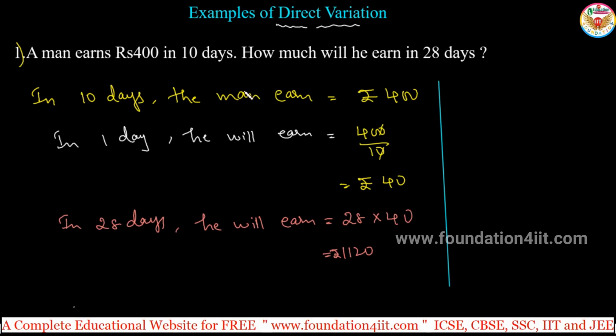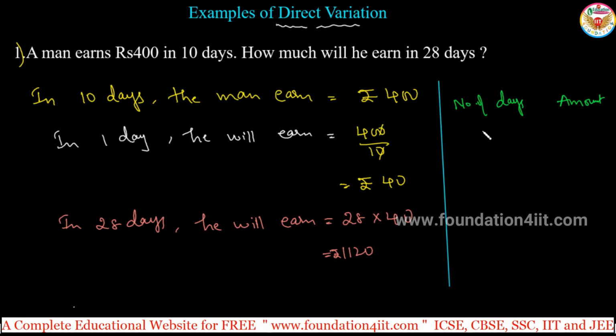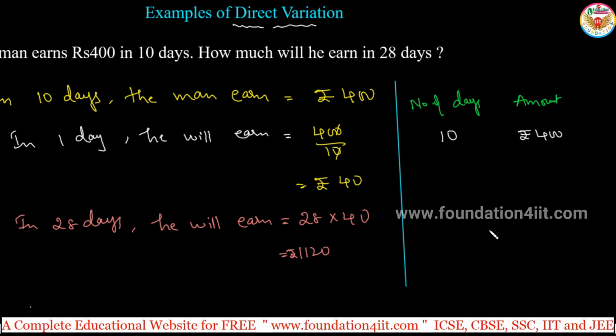In this question, there are two quantities. One is the number of days and the other is the amount or earning. So in the first, for 10 days he is getting rupees 400, right? Again, the next question is, for 28 days how much? So let us take for 28 days rupees x.